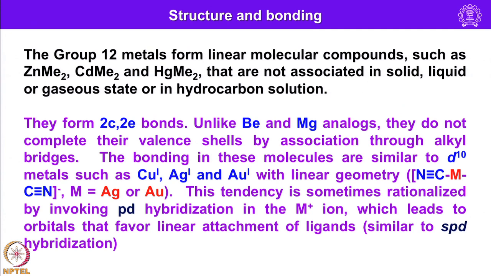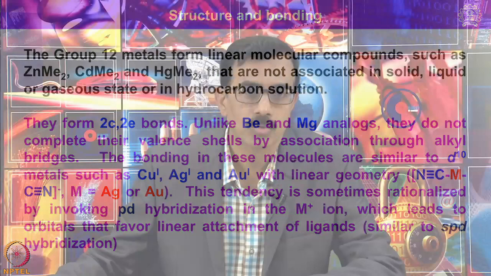The bonding in these molecules is very similar to d10 metals such as copper(I), silver(I) and gold(I) having linear geometry. This tendency is sometimes rationalized by invoking spd hybridization in the M+ ion, which leads to orbitals that favor linear attachment of ligands. So, this is something unusual. Usually when two orbitals are mixed, it gives two hybrid orbitals, whereas here 3 orbitals are mixing to give 2 hybrid orbitals. So, something like this.